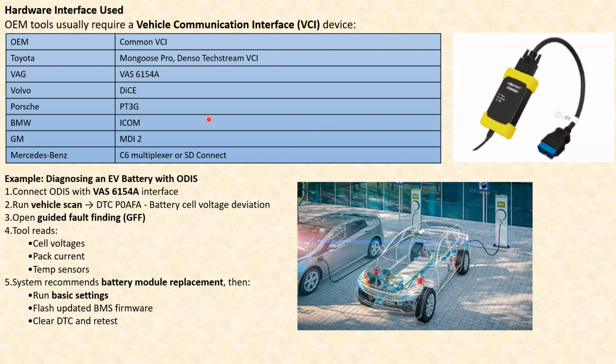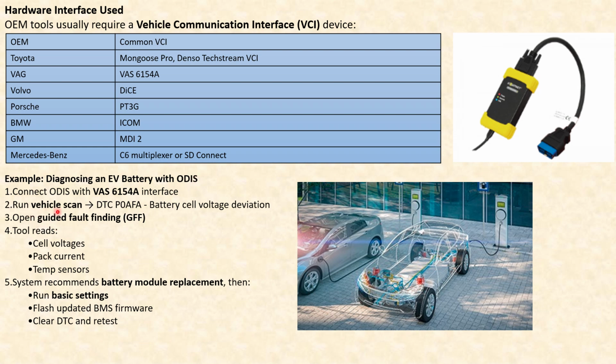So as of now you just note down that for every diagnostic tool there is a customized hardware interface, and these are the names of the hardware interfaces for the respective OEMs. Now let's see one example, diagnosing an electric vehicle with ODIS. You connect ODIS with the VAS 6154 interface. Now ODIS is the corresponding diagnostic tool for Volkswagen.